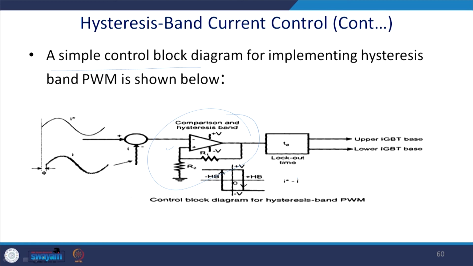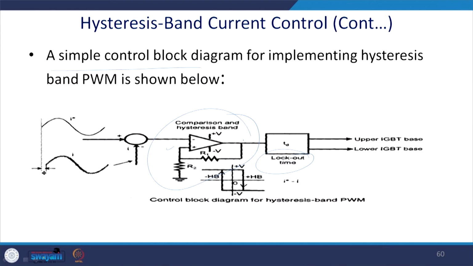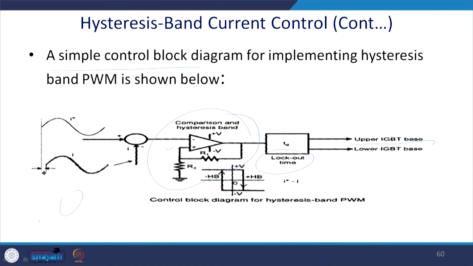So, you have a lockout time, within which no switching changes will be allowed. If it is high, then the higher IGBT will be switched on. If it is low, then the lower IGBT will be switched on. So, it is a perfect match for the 3-phase 4-wire system, where each individual phase can be run like this, and for this reason this mode of operation is highly preferred in the case of the shunt active power filter.